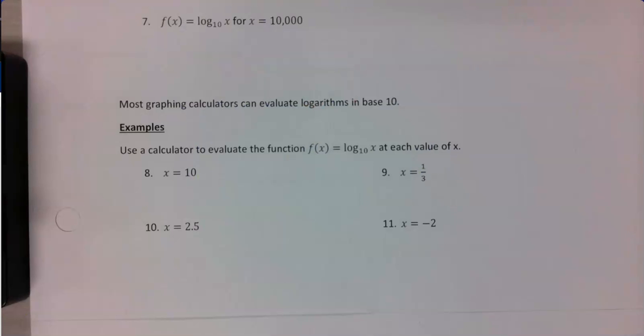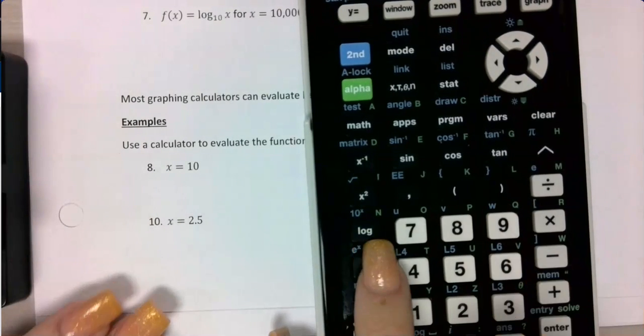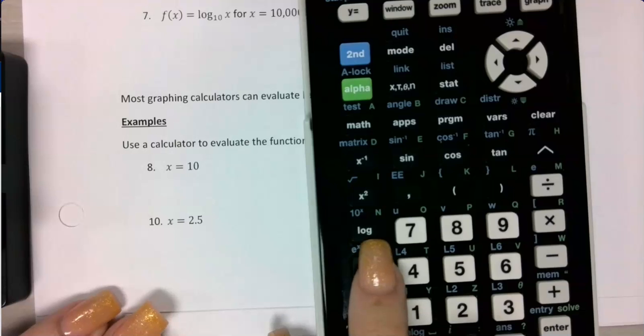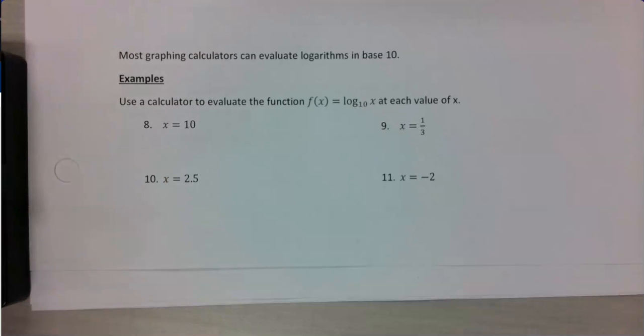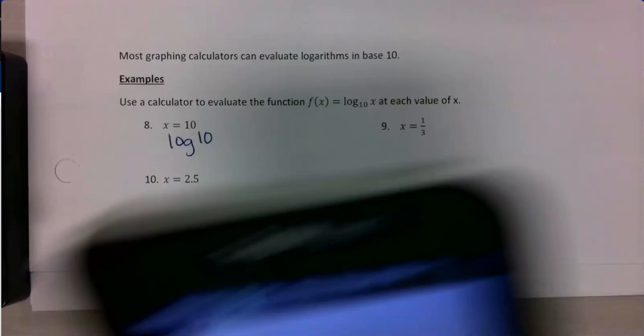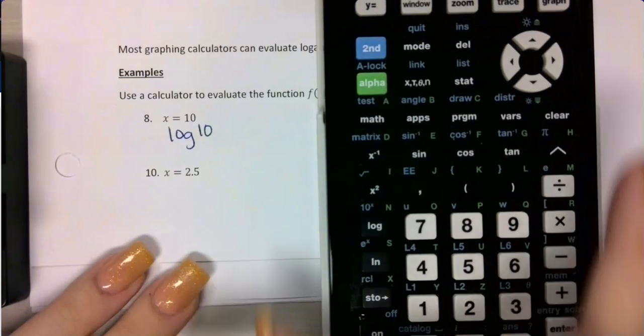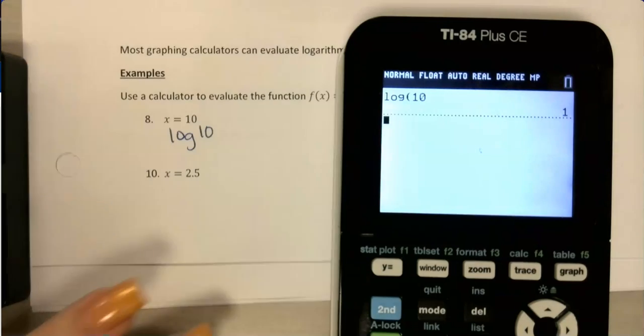Okay, so most graphing calculators can evaluate logarithms in base 10. This is the log button on your calculator. Right here, it's next to 7. So these 4 want me to evaluate the function log base 10 of x at each value of x. I press that log button, and then I type the number 10. And then I just press enter. This one gives me 1.